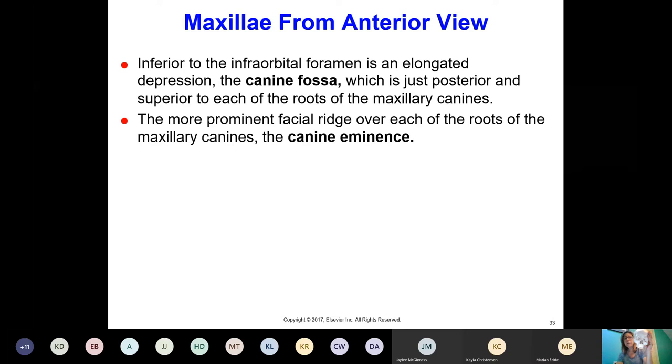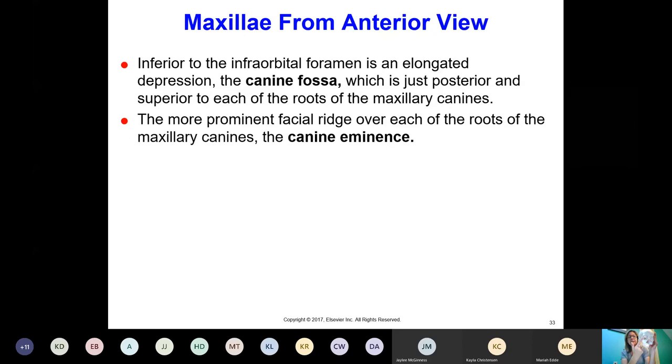The reason we care about the canine fossa and the canine eminence, so an eminence is an outer, that big round root. So the more prominent facial ridge over each of the roots of the maxillary canines is the canine eminence. So you're going to go over the bump, the canine eminence, and you're going to land in the canine fossa.